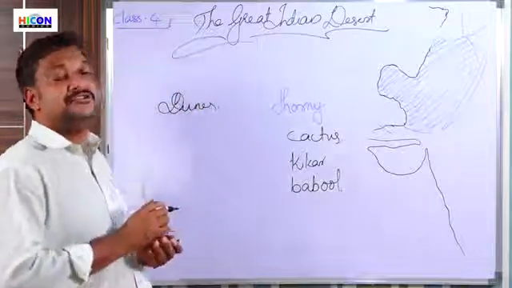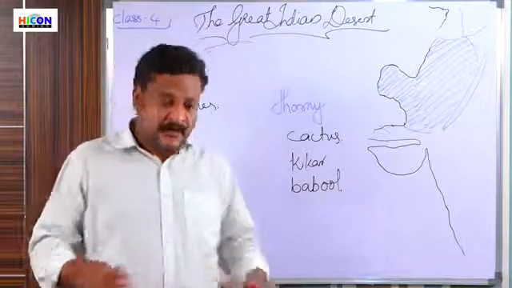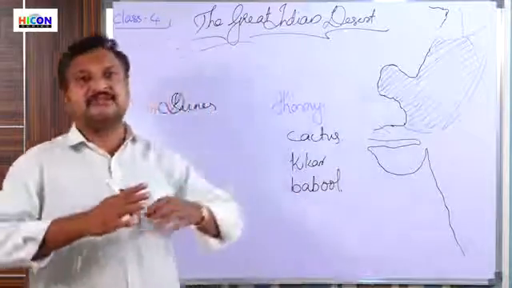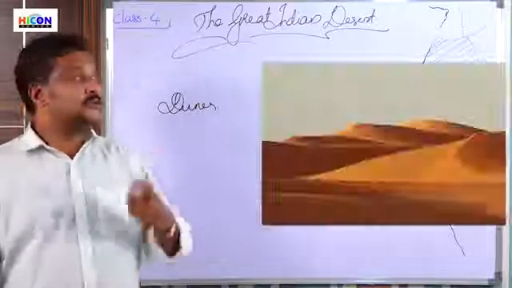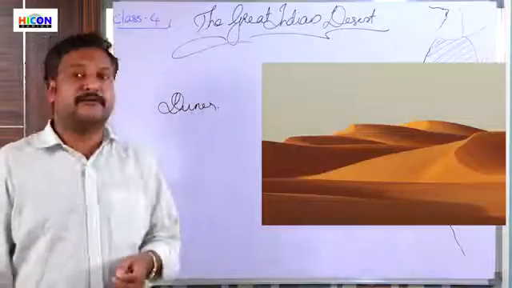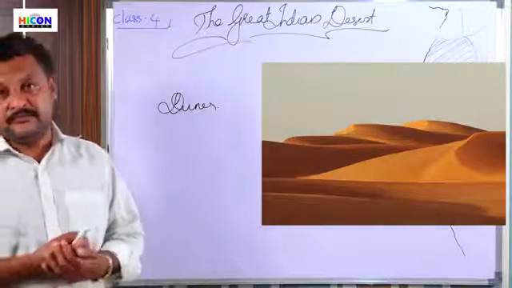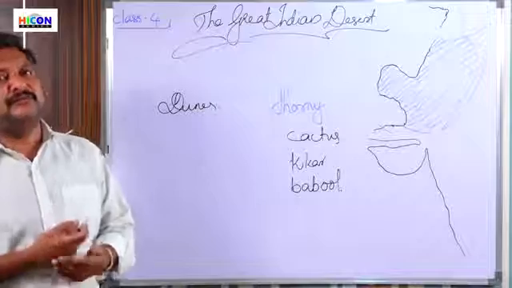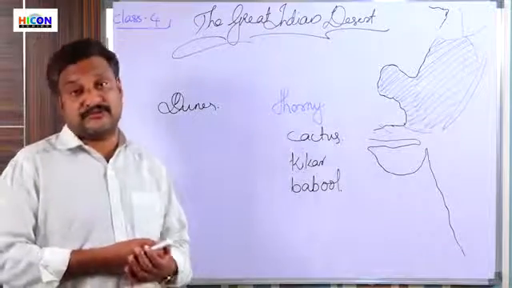So what is sand dunes? Sand dunes are nothing else but a heap of sand which resembles a small hill or something like that. Show a picture of that. So sand dunes are nothing else but a heap of sand which looks like a hill. And another common factor that we can find in desert region are sandstorms.